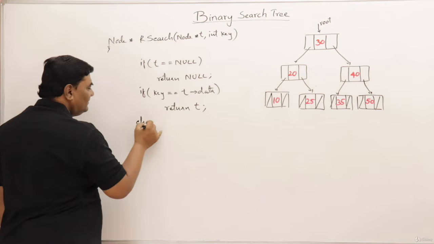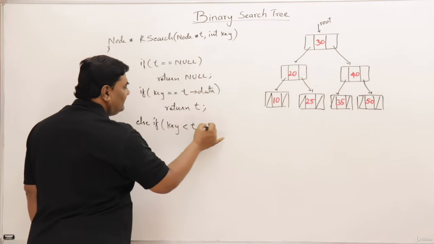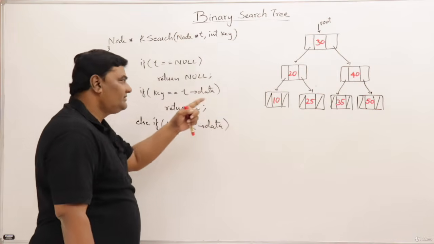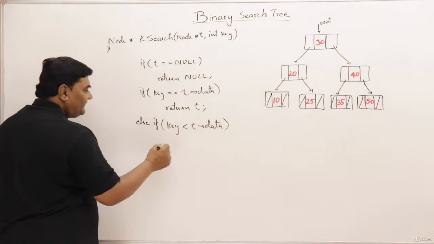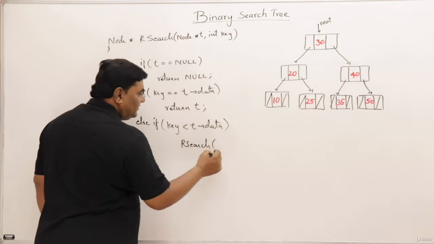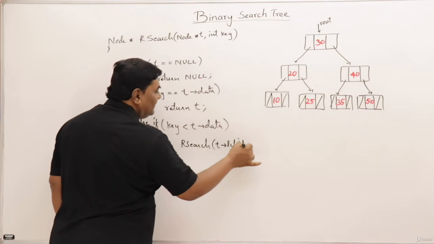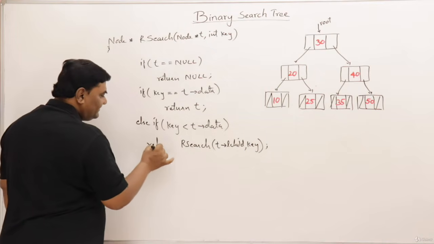Else, if key is less than t's data, if it is on the left-hand side, then perform search on the left subtree recursively. So it will call itself recursively, rsearch, by passing t's left child and key. This result will be returned.